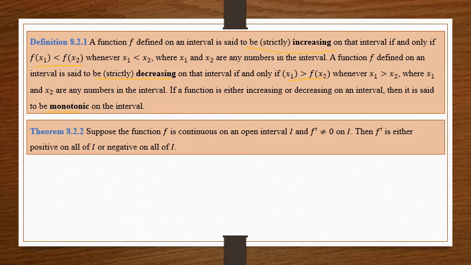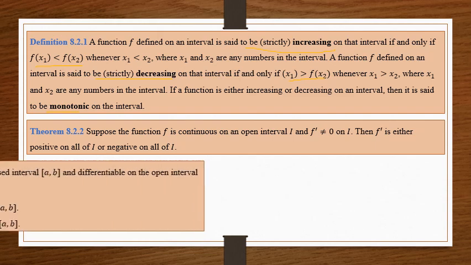Suppose the function f is continuous on an open interval I and f prime is not equal to 0 on the open interval I, then f prime is either positive on all of the given interval I or negative on all of the interval I. So which means if yung function natin is continuous siya, class, sa open interval na yun, and then yung f prime natin or first derivative is not equal to 0, then f prime is either positive siya doon sa interval natin or pwede siyang maging negative doon sa interval natin.